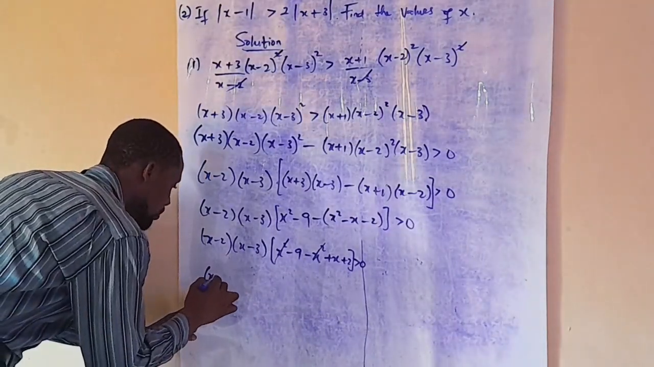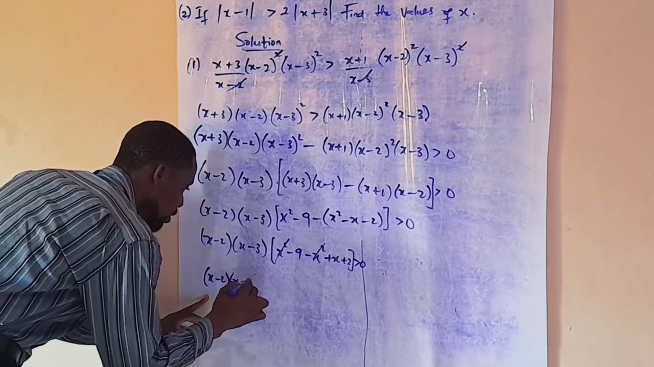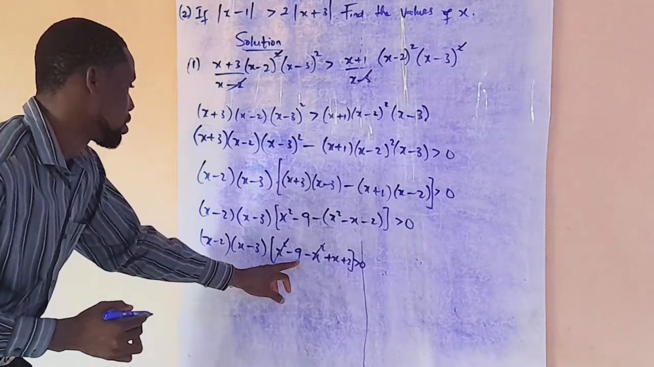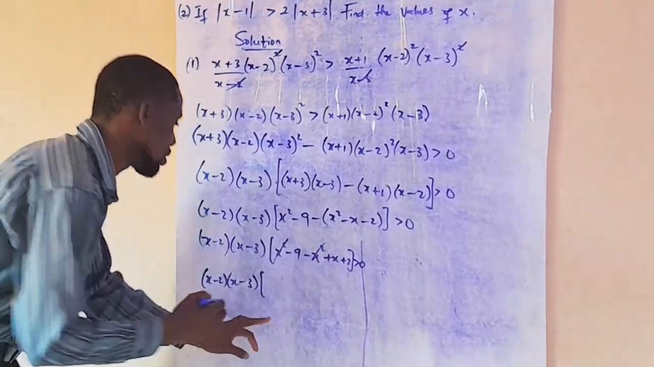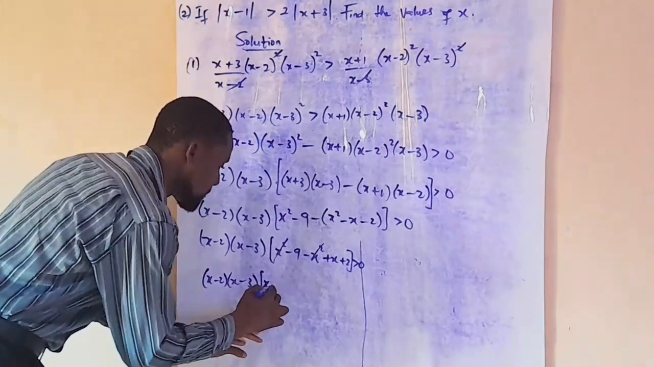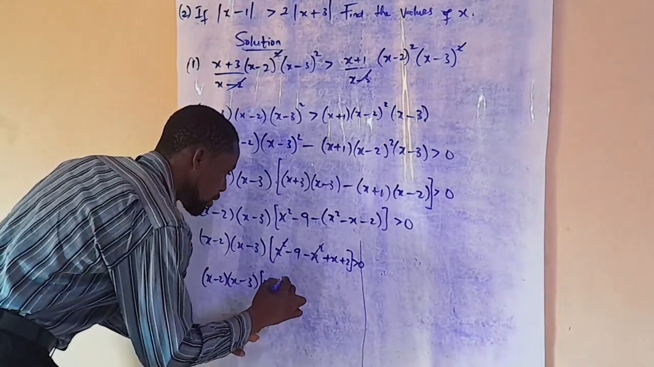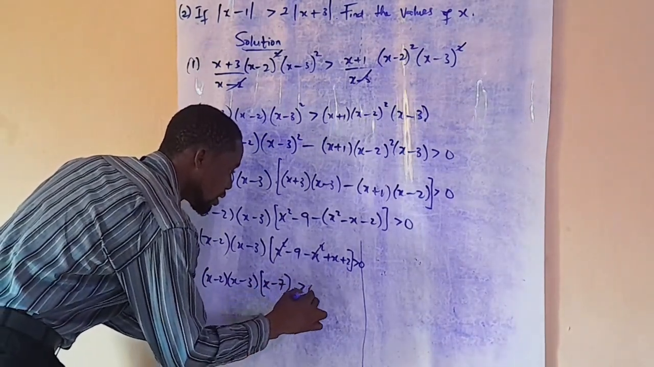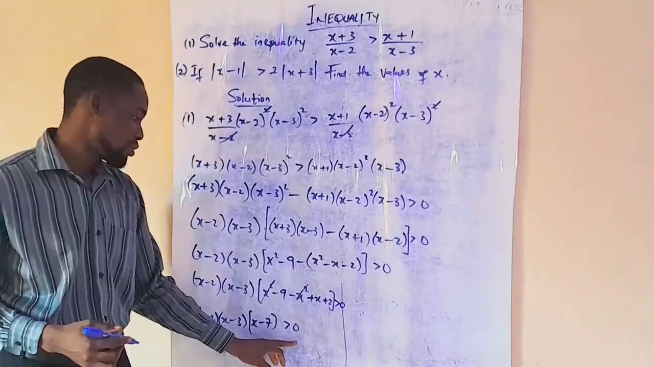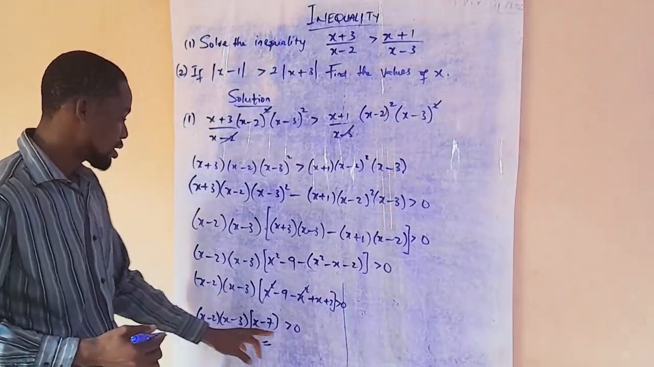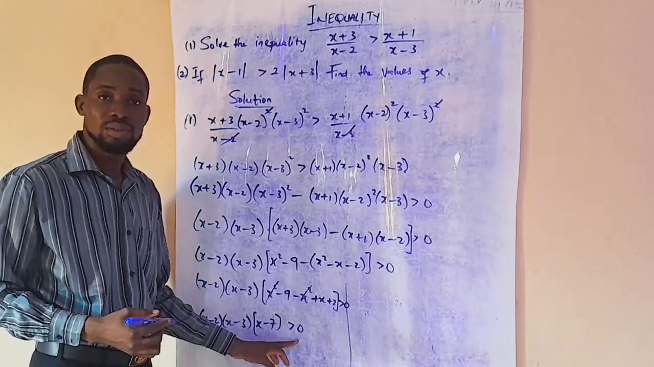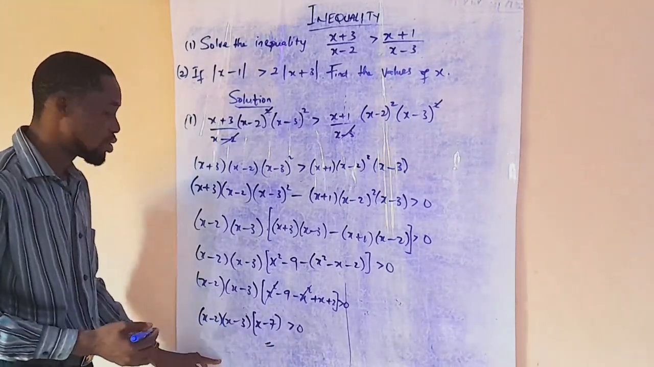I have (x - 2)(x - 3) into, this is x, minus 9 plus 2 is minus 7, is greater than 0. From here, it implies that x minus 2 is greater than 0, x minus 3 is greater than 0, and x minus 7 is greater than 0.